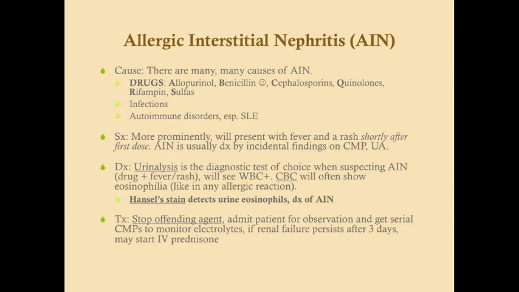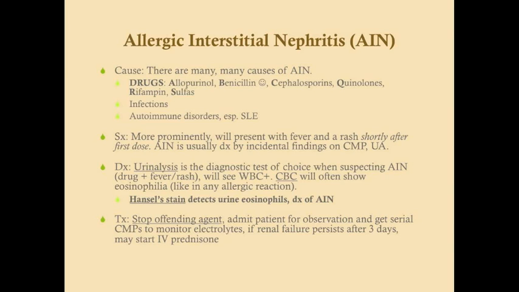So you can usually put it together if a patient comes in, they just started an antibiotic, now they got a fever and a rash, and their urinalysis comes back positive for white blood cells, and they don't have any other symptoms of a UTI. You can usually put that together as allergic interstitial nephritis, but to definitively diagnose it, you have to know that those are eosinophils. And so you have to do a Hansel stain on the urine.